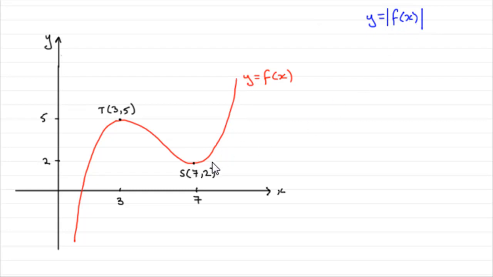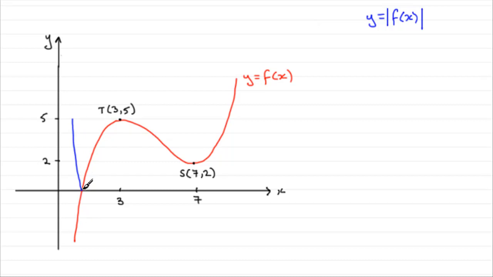Well, all y values round here are positive except these values down here. You can clearly see they're going to be negative values. So whatever these values are, they become positive. So what this generates is a reflection of this part of the curve in the x-axis. So instead of this part going down here, it just gets reflected up like this.